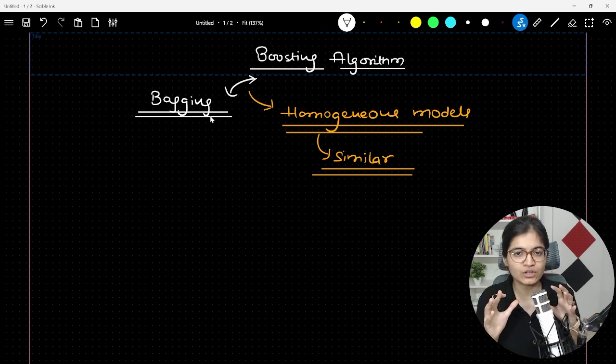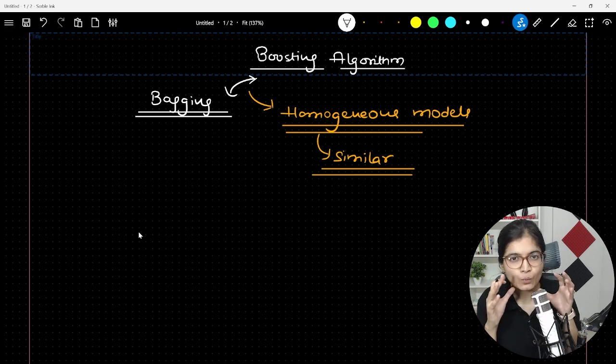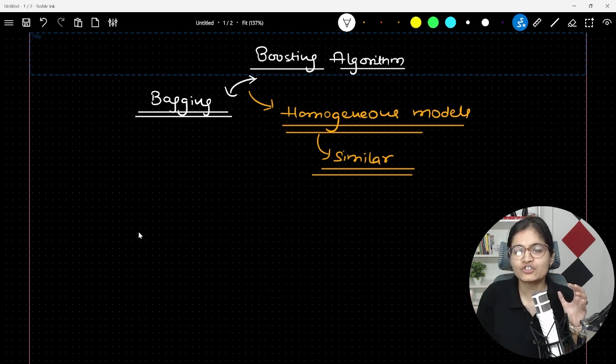Boosting relies on the concept where I try to combine multiple models, weak learners, and curate a strong learner out of them. I think nothing is clear from this particular line. So let's try to see a real-time example, and then I think the intuition behind this boosting algorithm will be pretty much clear to everyone.